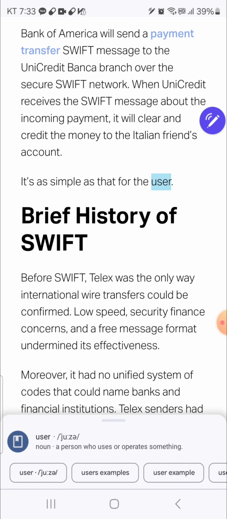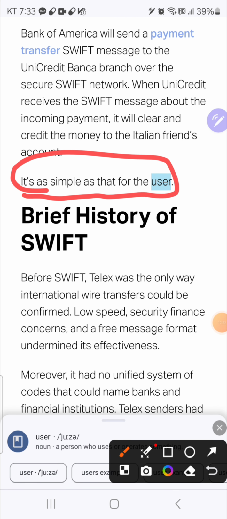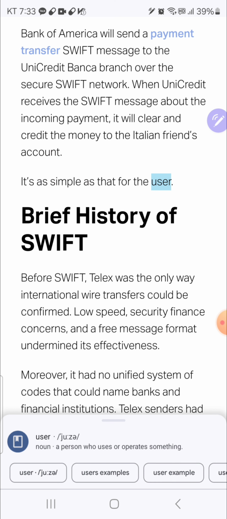That's a good cliche, man. You need to remember this sentence. It is as simple as that for that customer.